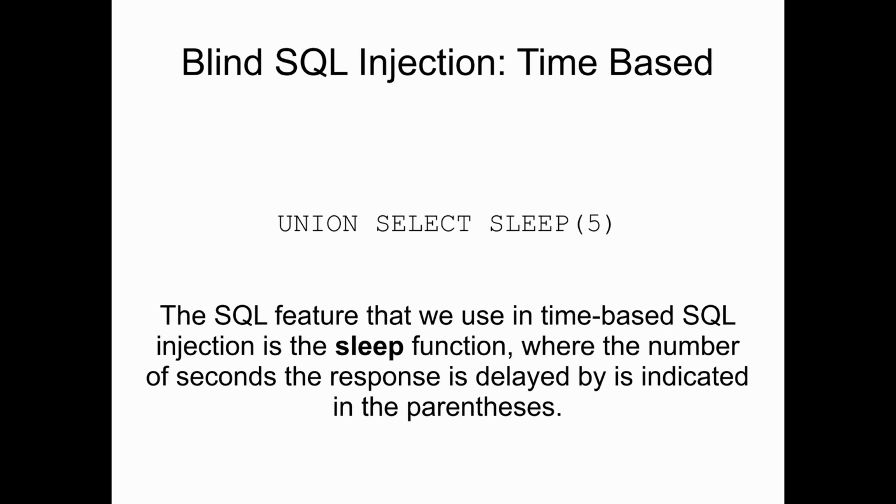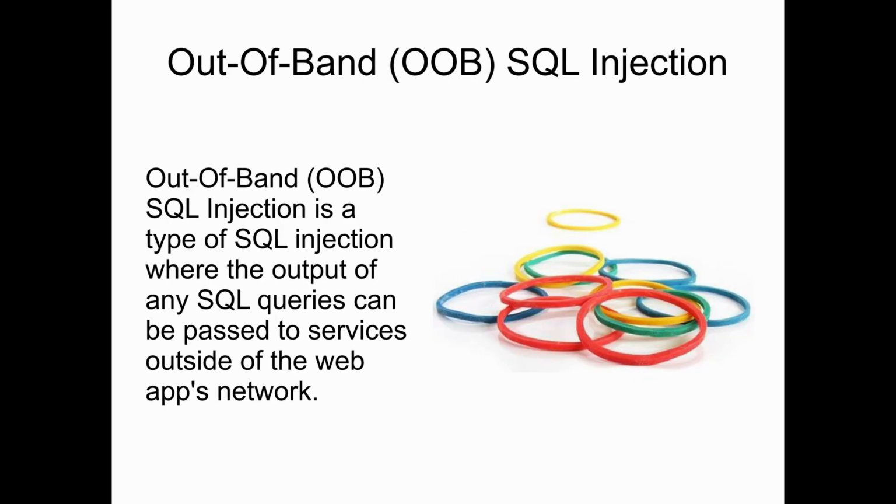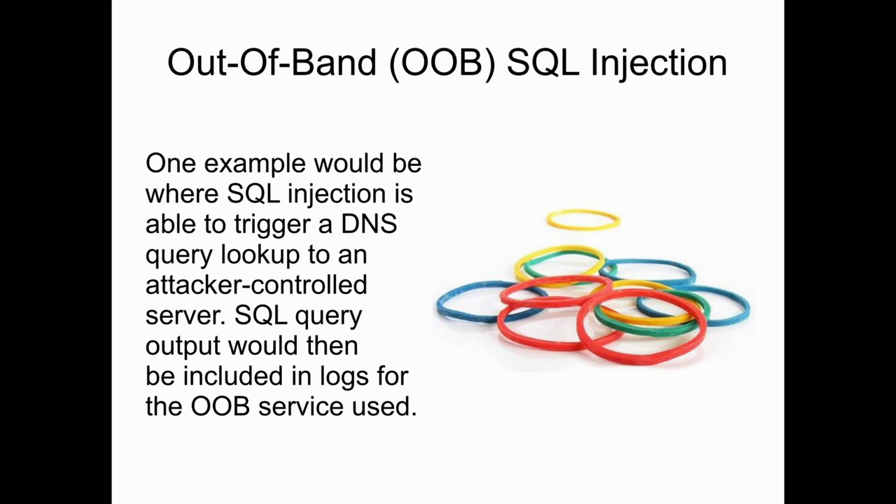The SQL feature that we use in time-based SQL injection is a sleep function, where the number of seconds the response is delayed by is indicated in the parentheses. Out-of-band SQL injection is a type of SQL injection where the output of any SQL queries can be passed to services outside of the web app's network. One example would be where SQL injection is able to trigger a DNS query lookup to an attacker-controlled server. SQL query output would then be included in the logs for the out-of-band service used.